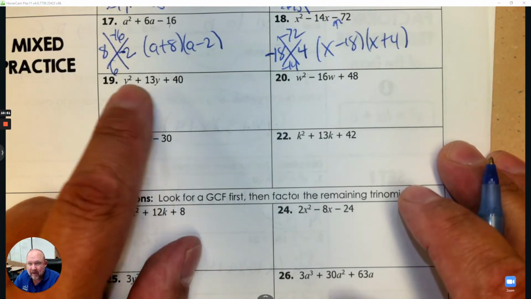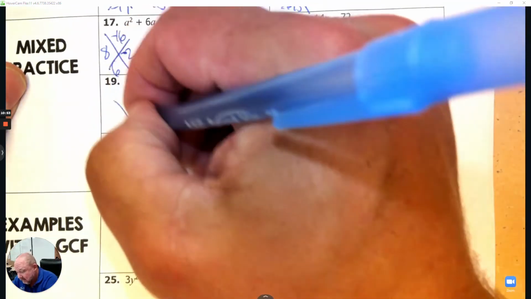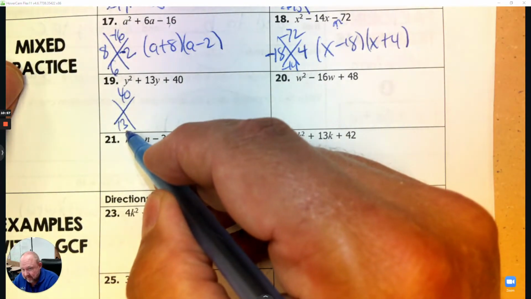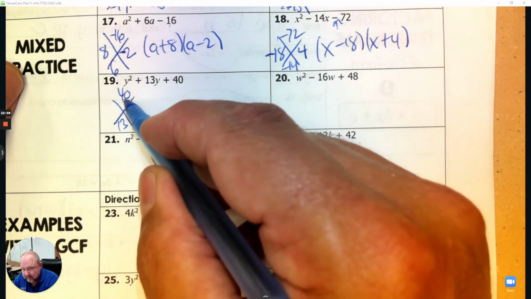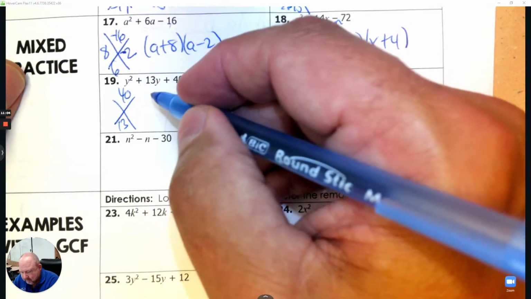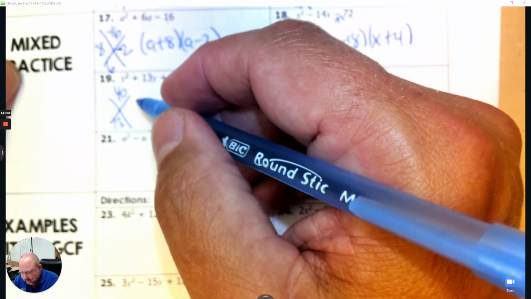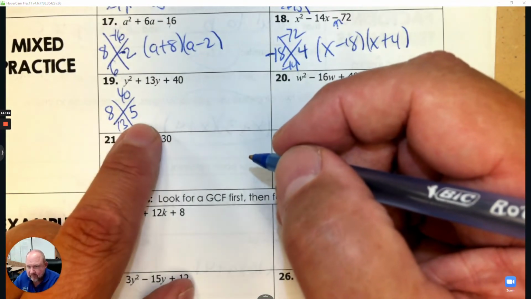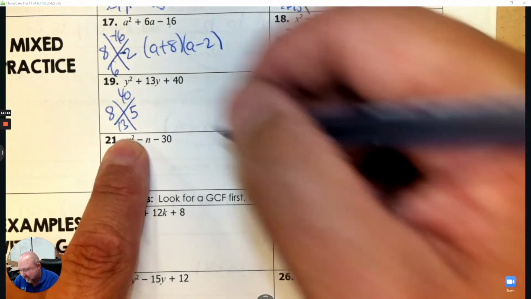All right, positive and positive. So everything's adding. So what two numbers add to 13 and the same two numbers multiply to 40? So start with multiplying. And it's not 10 times 4 or 2 times 20. So the two numbers that fit here, and you have to know your times tables, is 8 times 5. They multiply to 40, add to 13.